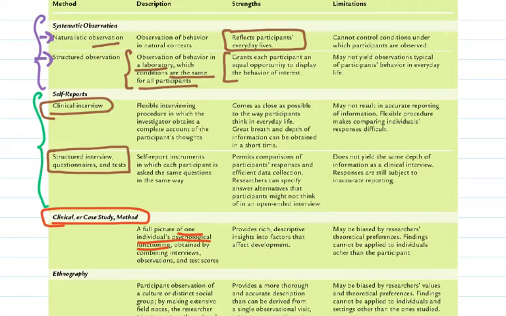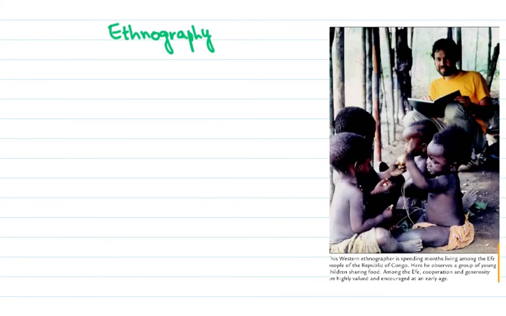Last but not least, we come to looking at ethnography. I'm not sure if you have heard about ethnography before this, but basically, ethnography was classically considered a study of cultures, because it existed mostly within anthropology.